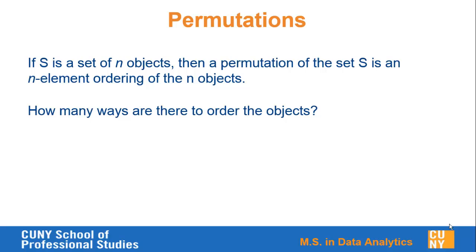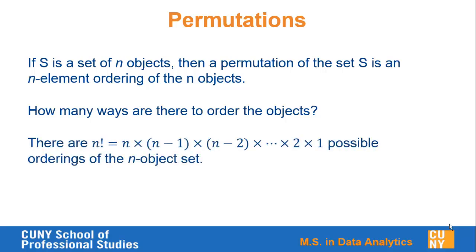Permutations are a specific illustration of the multiplication principle. If you have a set of n objects, and we wish to determine a permutation, which is an n-element ordering of those n objects, how many different orders are there? Well, you can choose any one of the n objects for the first choice. Once you've chosen that object, you have n minus 1 choices for the second one, n minus 2 choices for the third one, and so on, all the way down to just 1 choice for the last slot. Everybody else has been chosen, or every other object has been chosen. So you have n times n minus 1 times n minus 2, all the way down to 1 possible orderings, and we denote that number by n factorial.